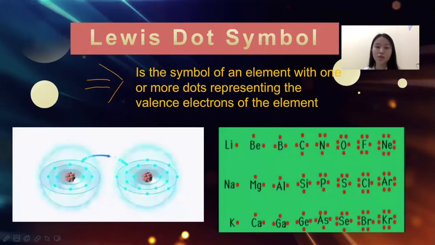Now let's move to Lewis dot symbol. So what is Lewis dot symbol? Lewis dot symbol is the symbol of an element with one or more dots representing the valence electrons of the element.